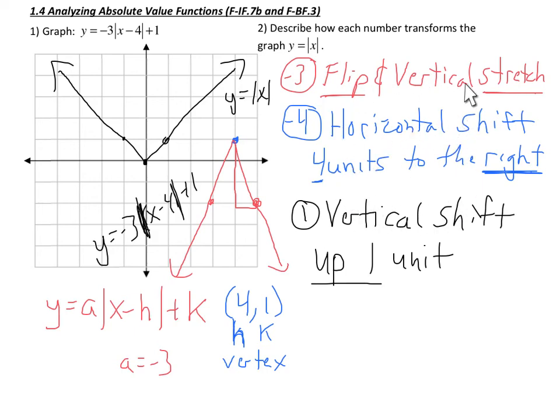Okay, this is the hardest one, this word: stretch and shrink. That'll be stretch or shrink. This will be left or right. That'll be up or down, depending on the situation of what's happening.